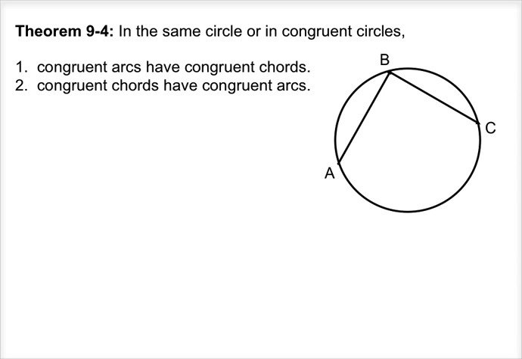So number one is saying, if I told you that arc AB is congruent to arc BC, then I would know that chord AB is going to be congruent to chord BC. And the second one just says it in the reverse order. So if you start off by telling me that the chords are congruent, then I know that the arcs are going to be congruent as well.